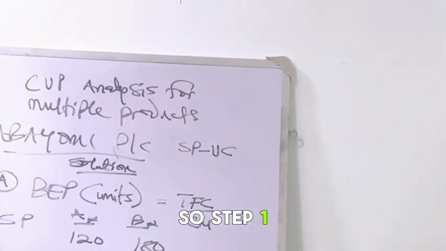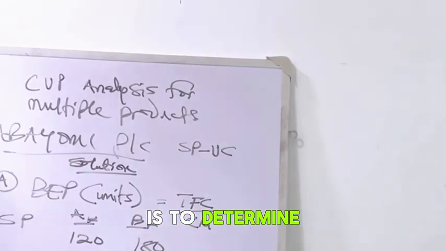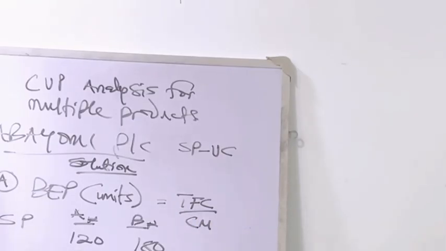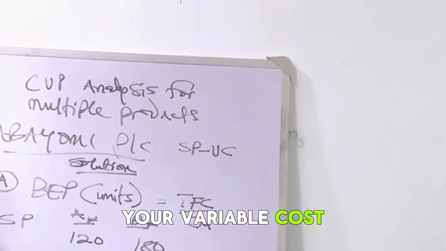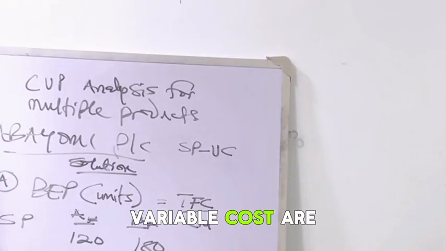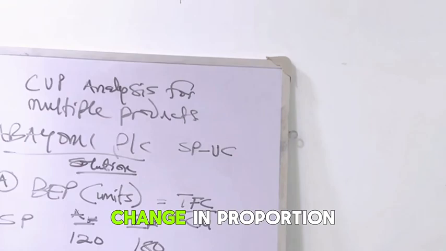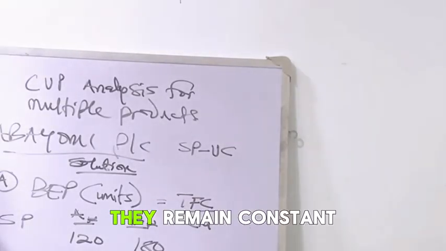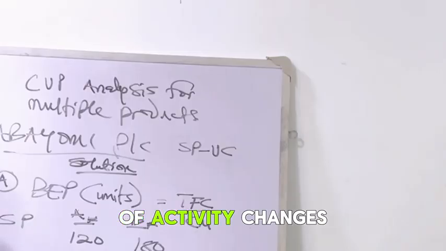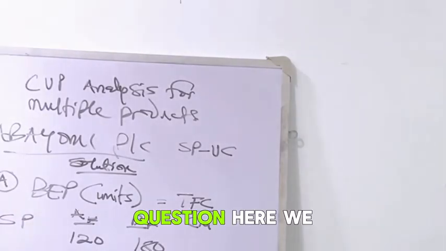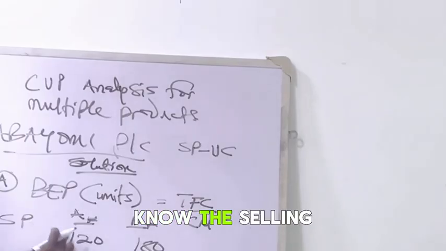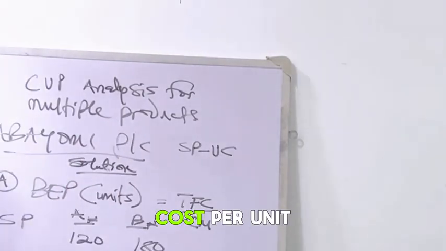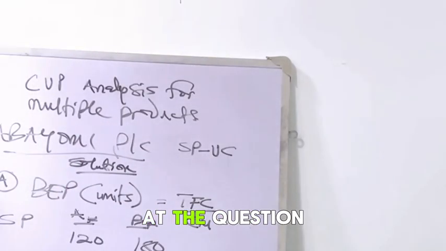So step 1 is to determine the unit of production. Remember that to differentiate between your variable cost and fixed costs, variable costs are those costs that change in proportion, in sympathy with the level of activity. And fixed costs are those costs that remain unchanged. They remain constant as the level of activity changes. So in our question here, we know the selling price, but we don't know the variable cost per unit. So let's look at the question.